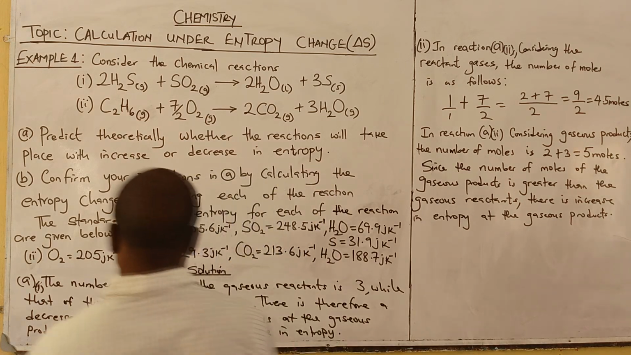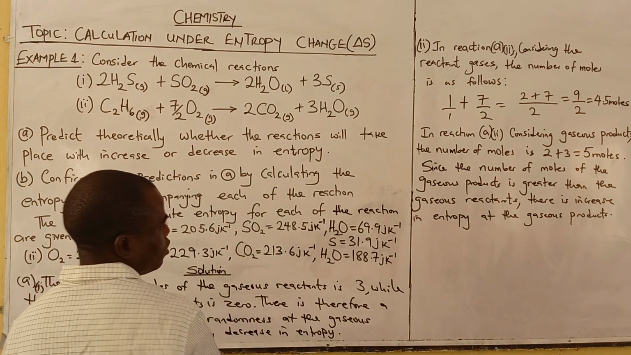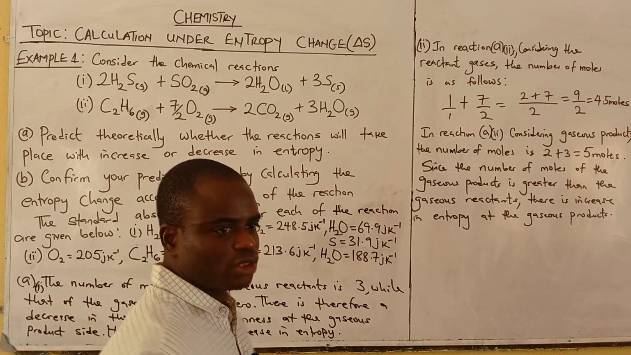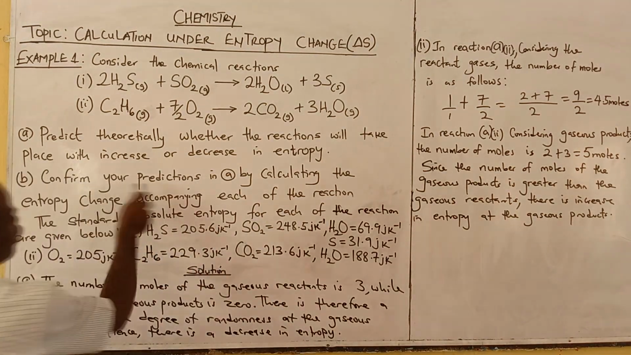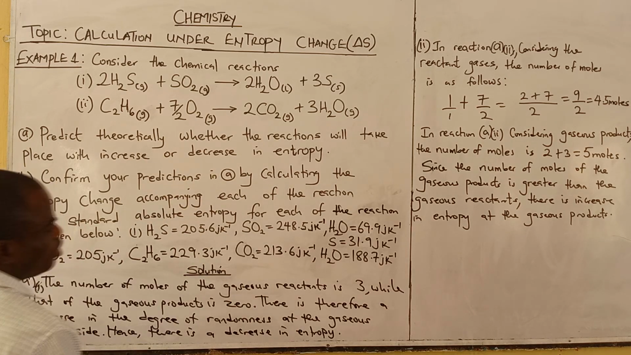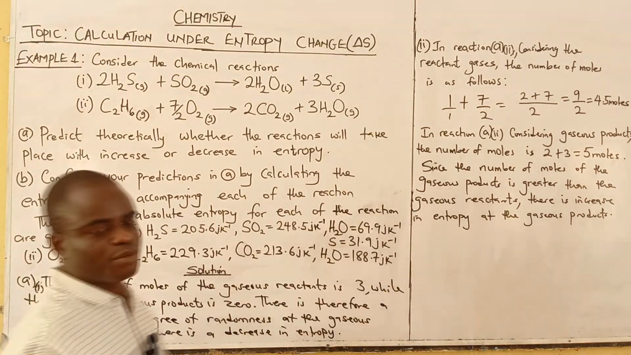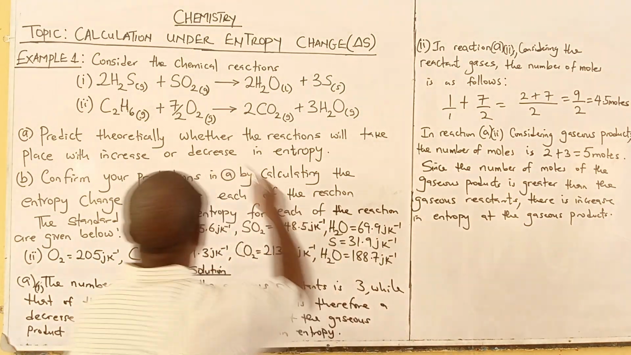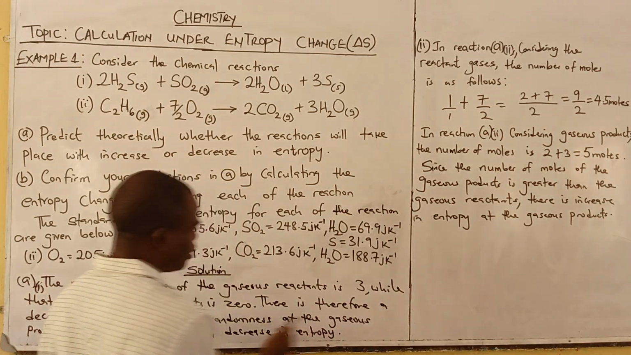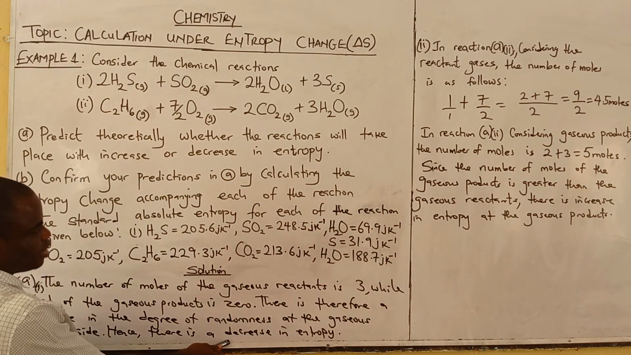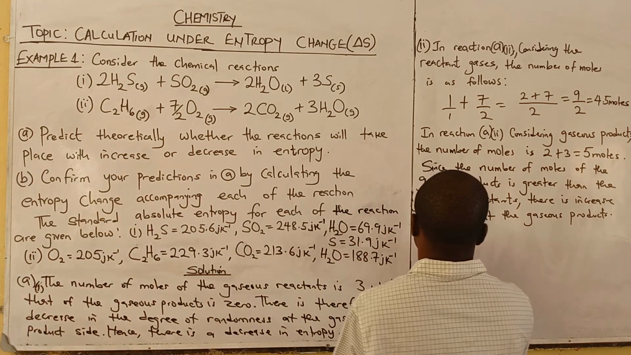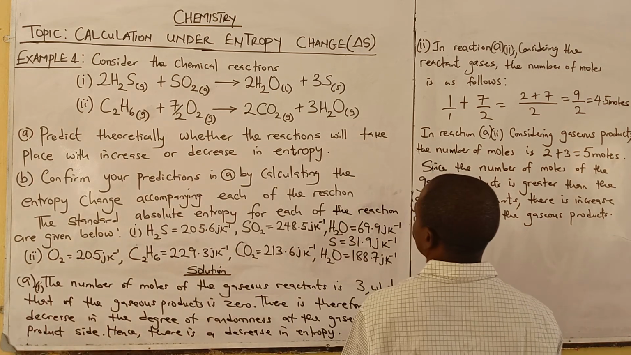And let's go to the second part of the question. We have to confirm your prediction in A by calculations. If you get a negative sign in the first one, it's telling us that there is a decrease, which is confirming what we have here, decrease in entropy. Now let's do the second part. B, we want to confirm.